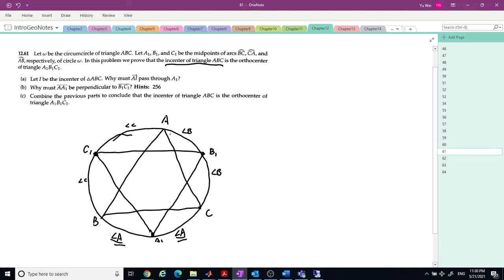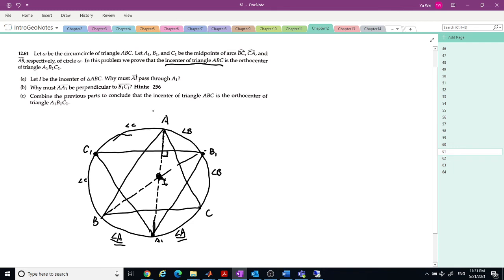So now we can see AA1 is the angle bisector, right? And BB1 is the angle bisector, right? So this point I, okay, is the incenter of the triangle ABC. Okay, now let's prove that A1I is perpendicular to B1C1, okay?